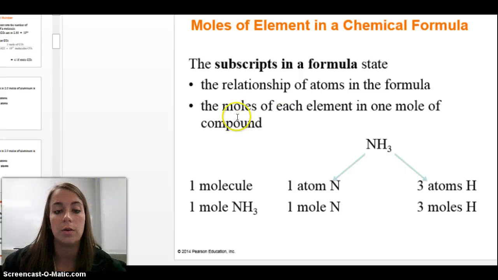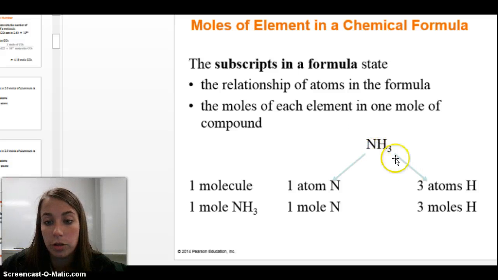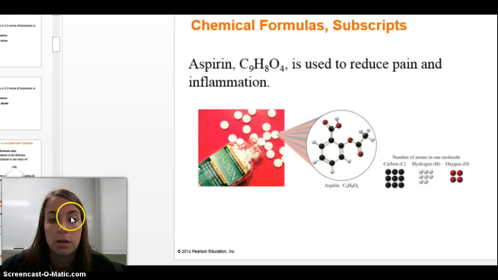All right, so how can we use these in a chemical formula? Well, in a chemical formula, the subscripts tell you how many atoms there are of each element. So in NH3, you have 1 nitrogen atom and 3 hydrogen atoms. So you know that's the relationship, right? Well, that also tells us the number of moles. So you have 1 mole of nitrogen for every 3 moles of hydrogen. So subscripts help us not just know the atoms, but the number of moles.